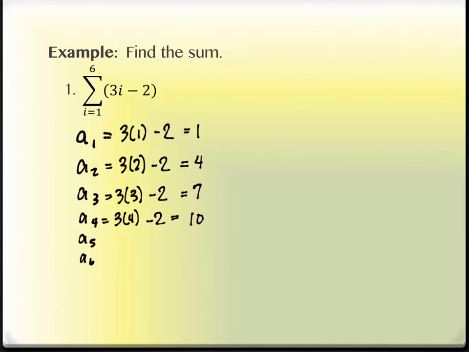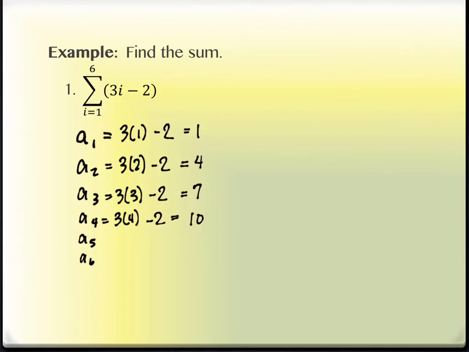Do you notice a pattern happening with the values that are showing up? 1, 4, 7, 10. They're increasing by 3. Why is that happening? Because it's 3i. It's just like having 3x, 3 being the slope of an equation. If 3 is the slope, every time you go up 3 and over 1, you're going to get another point on the line. This is the same thing.